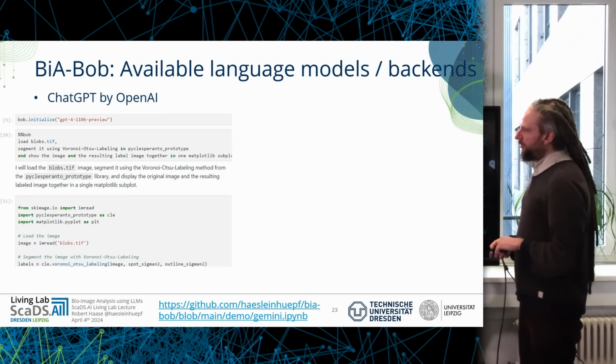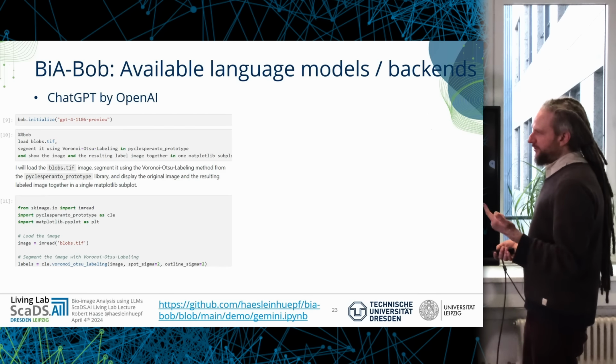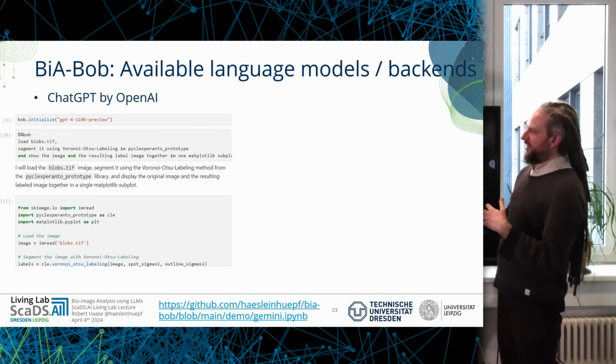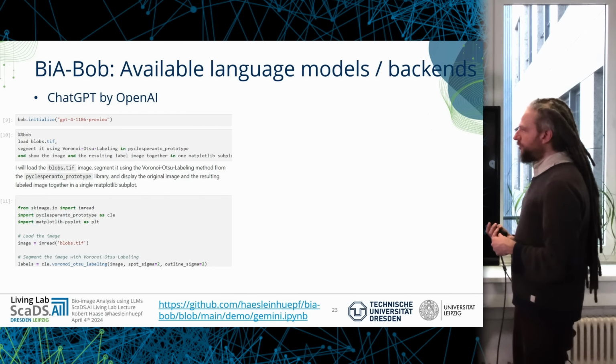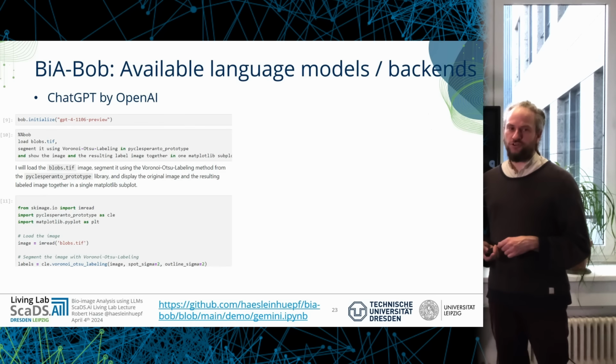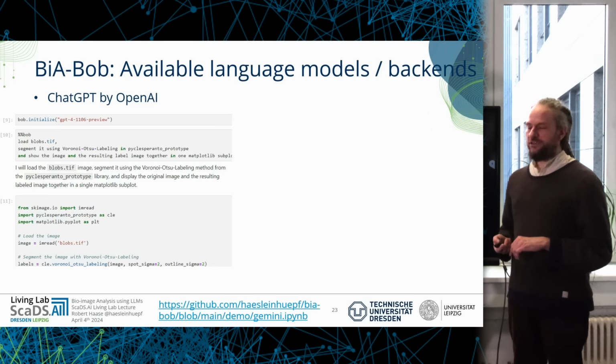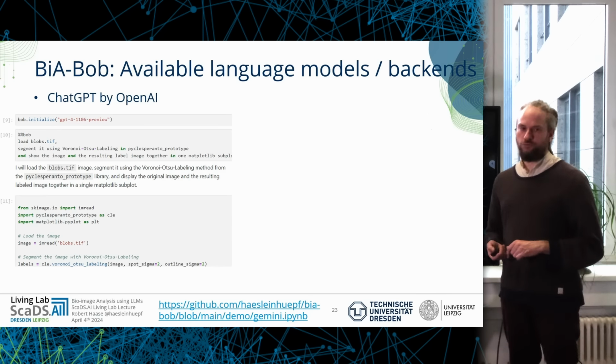So here you see a prompt: load blobs, segment using Voronoi auto-labeling, which is an algorithm, and show the resulting label image. So that's the prompt, and I submitted it with ChatGPT, and there's some code below which would do that.